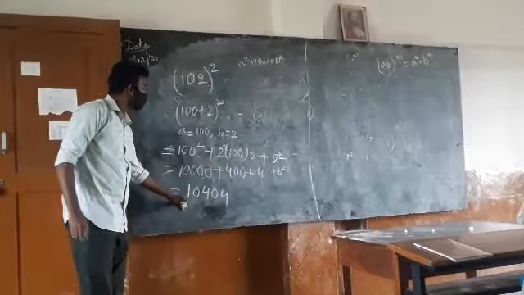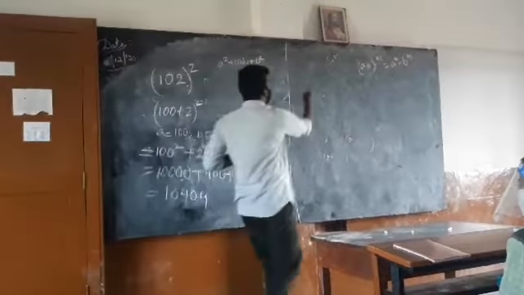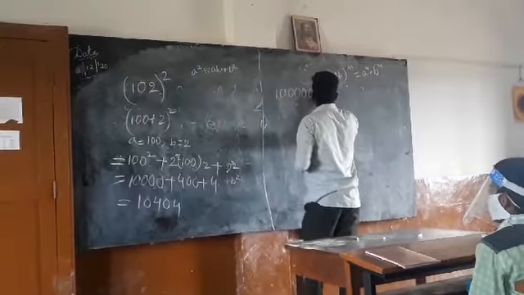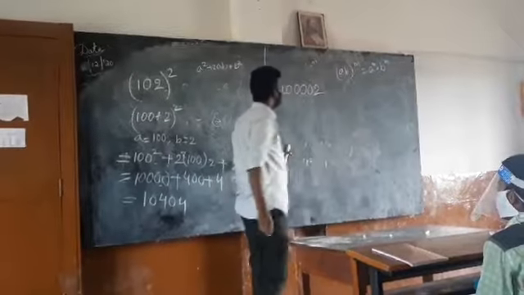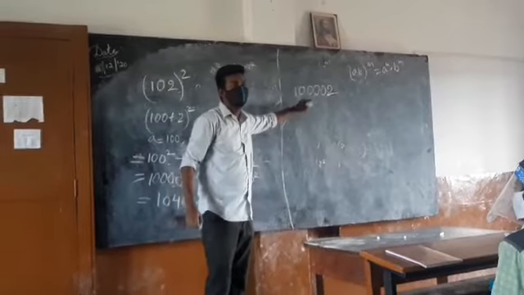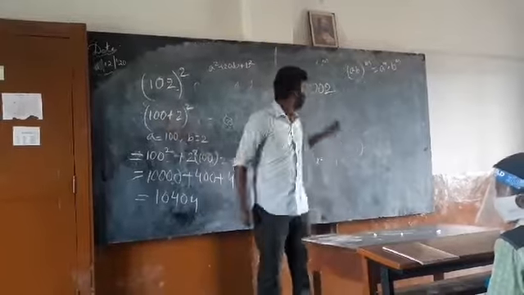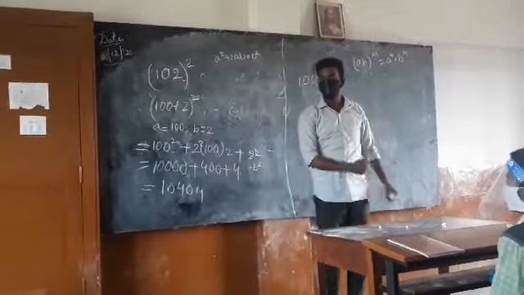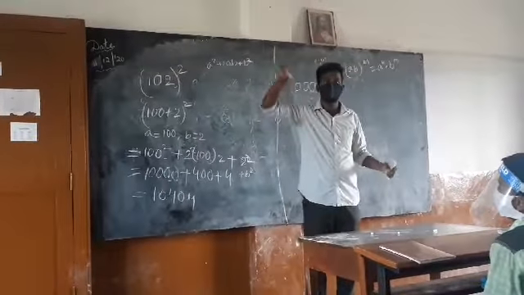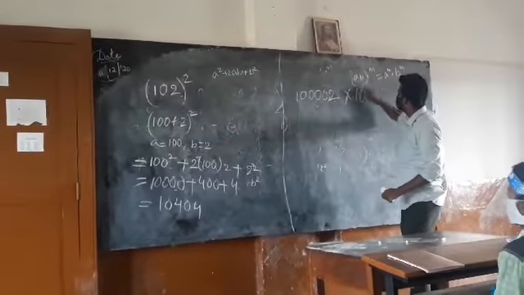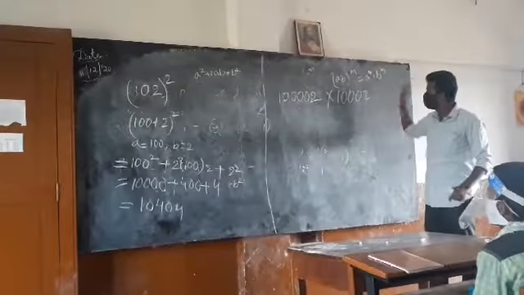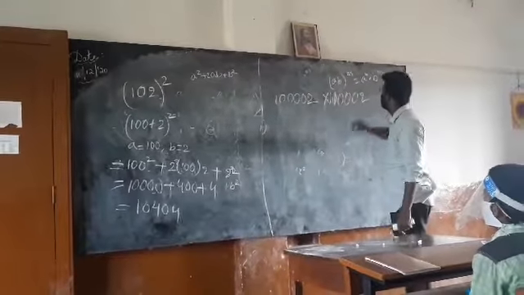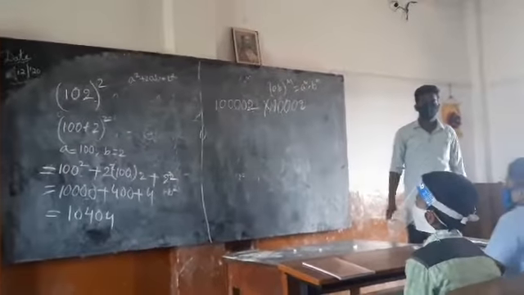Now you are feeling that it is taking many processes. If you are dealing with 1 lakh 2, then also you are going to split this as 1 lakh plus 2. Then apply the same formula. You don't feel it is more difficult than the actual multiplication of 1 lakh 2 into 1 lakh 2.